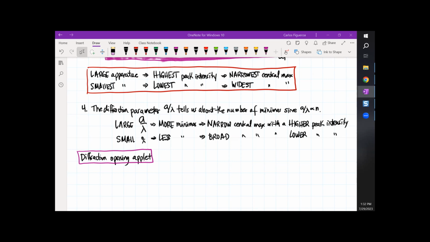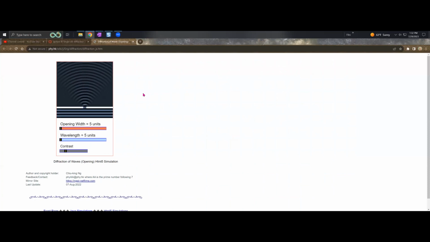Wait, hold on a second. Okay. I am trying to find my applet to share. I'm not seeing it on my screen. I think you're seeing it now.